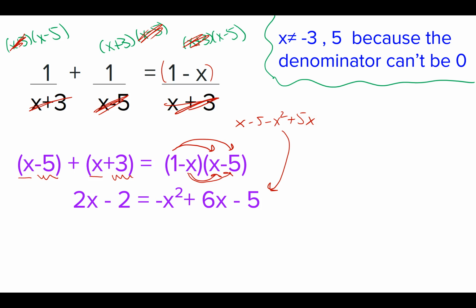I'm going to keep helping you. I see an x squared, so we know we're going to factor. But I have a negative x squared. How can I move it so it's not negative anymore? So instead of bringing 2x and 2 over to my trinomial, how about moving all the trinomial pieces to the other side? That way my x squared becomes positive. I'm going to add x squared over here. I'm going to subtract 6x from the 2x. And we're going to add 5 to the negative 2.